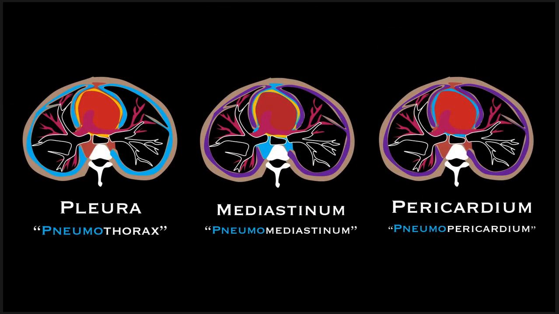So just to return to a prior slide where we talked about different locations outlined in blue where air can abnormally be located in the chest. We said that it can be in the pleura, we call that a pneumothorax. It can be in the mediastinum, call that a pneumomediastinum, or the third category, and I said that people don't often think about, which is this pneumopericardium.